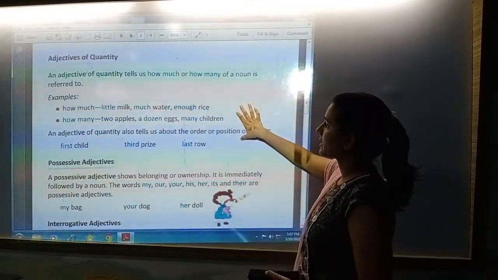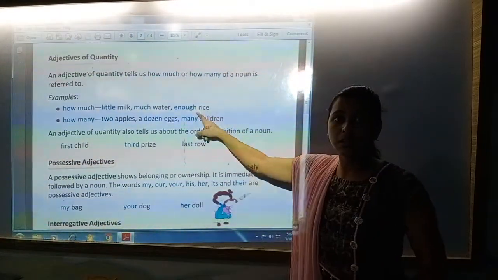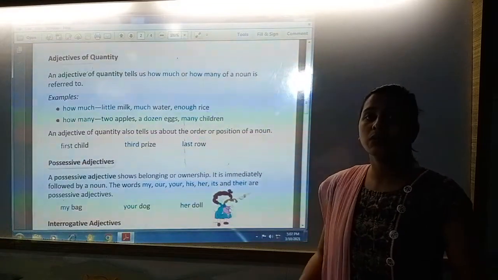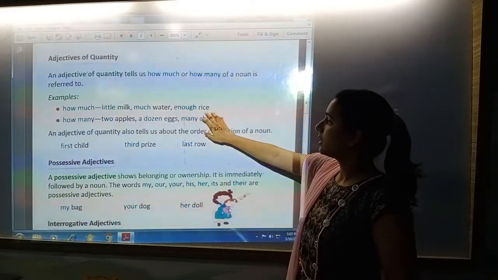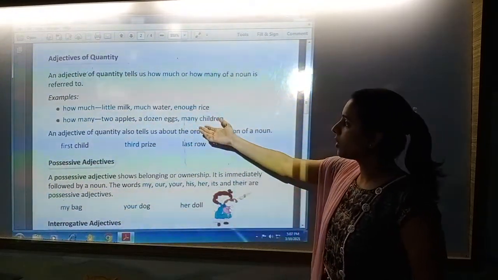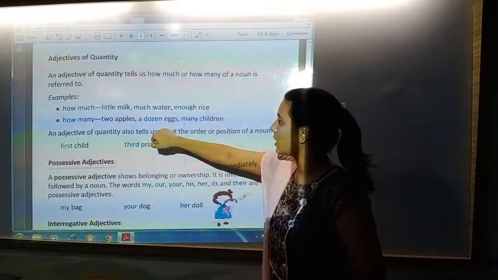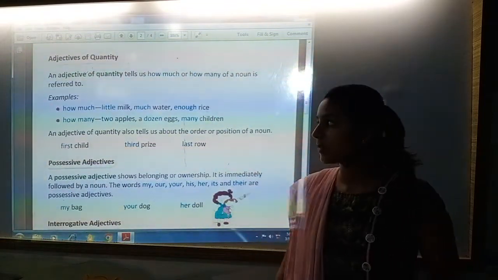So let us see some examples. When you ask how much, that means the quantity can be measured in terms of kilo, liter, meter. So here see the example: little milk, much water, enough rice. These are the quantities which we measure in kilo, liter, meter.